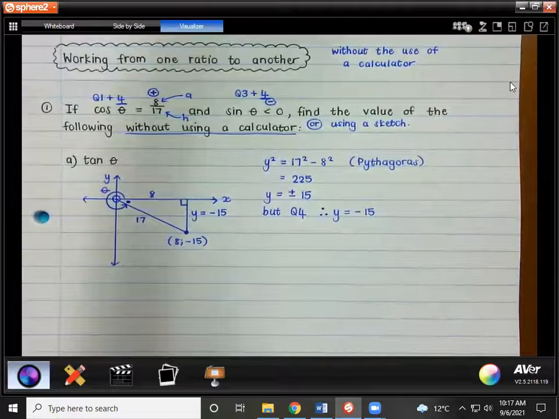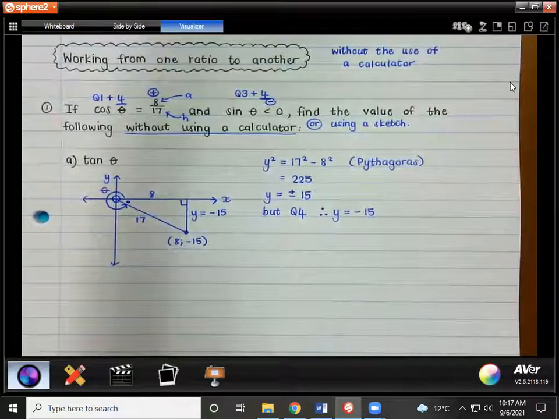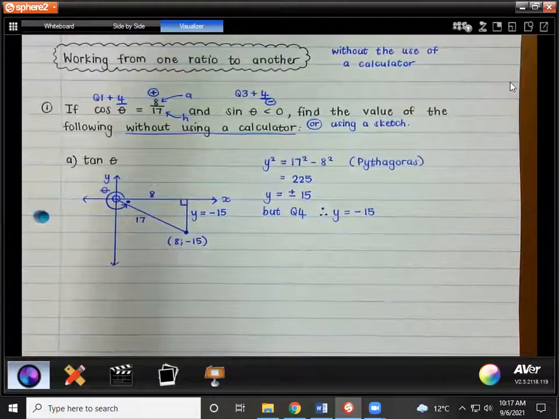Yes, Jasper. The hypotenuse can never be negative in any quadrant. Tan is opposite over adjacent. Oh yeah, so sorry, the hypotenuse can never be negative. Yes, but the hypotenuse doesn't come into play at all with tan, because tan is opposite over adjacent. So you can have a negative one, yeah.